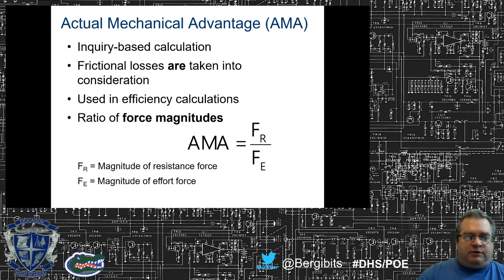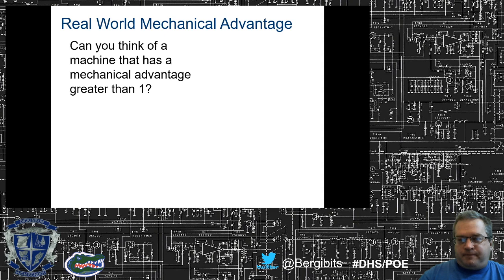So FR equals magnitude of resistance. I'm reading off the bottom. Magnitude of resistance force. FE equals magnitude of effort force. And after we work through a few problems, I found it's easy to understand. FR stands for force resistance, FE, force effort. A lot of it does make sense. You may have not seen it before, but it's going to make sense.